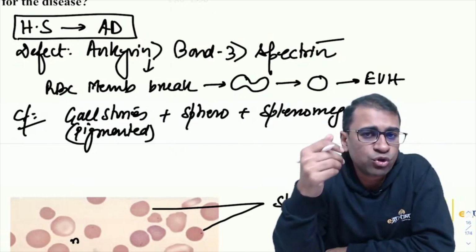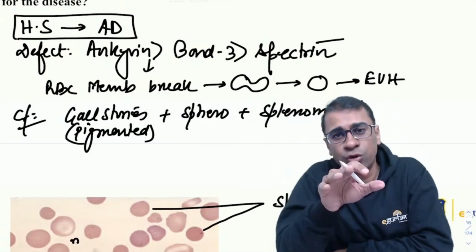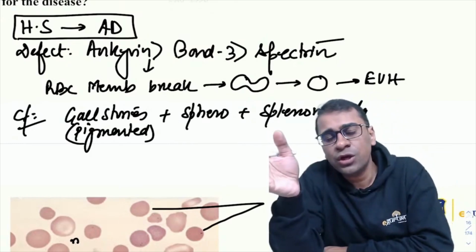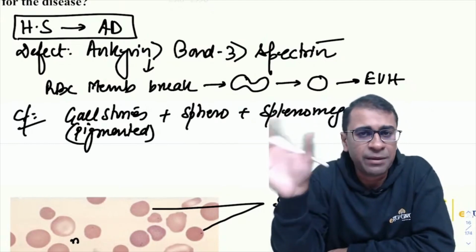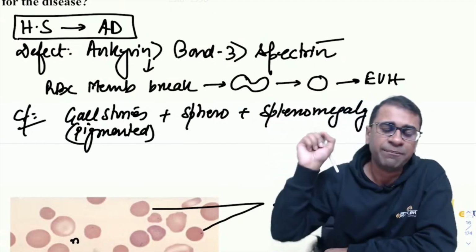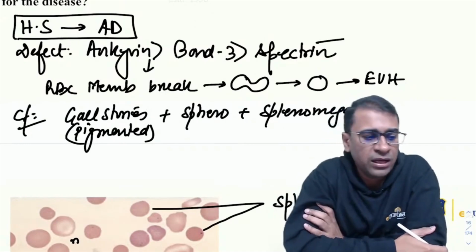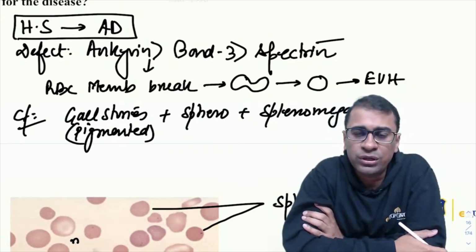Well, what is the most common type of gallstone? It's the mixed gallstone. Then comes the cholesterol gallstone. And the least common otherwise is pigmented. But in HS, what you see is that the pigmented type of gallstone is more common in a case of hereditary spherocytosis.